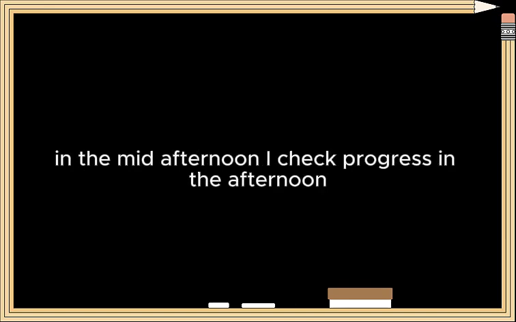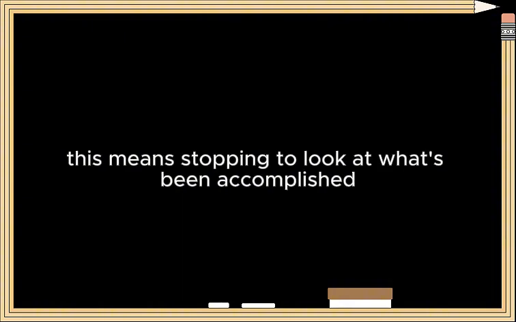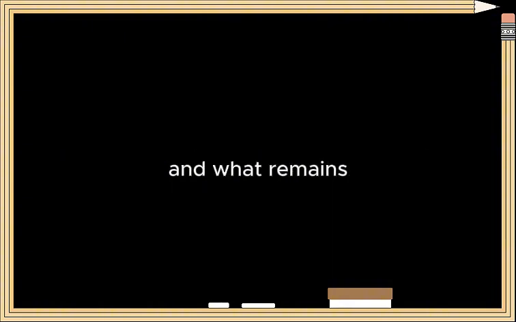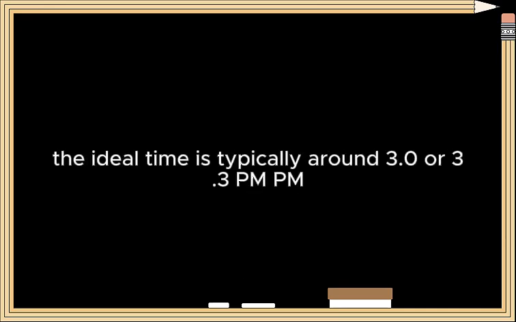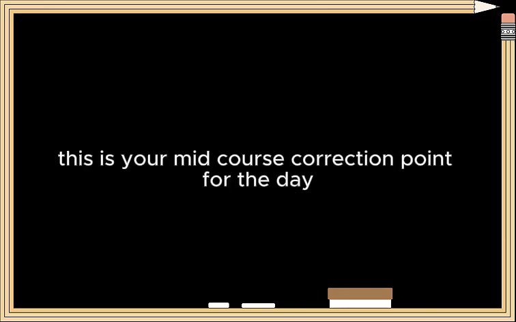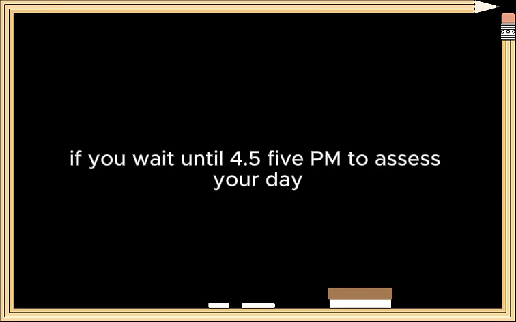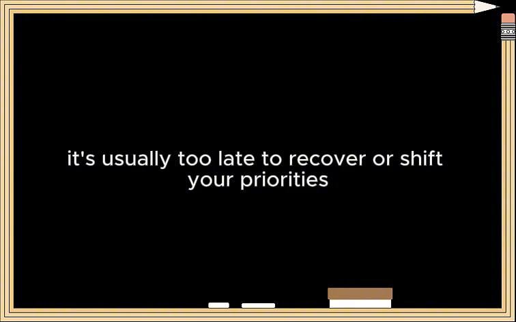I check progress in the afternoon. This means stopping to look at what's been accomplished and what remains. When is the ideal time for this, and what is its organizational value? The ideal time is typically around 3.0 or 3.3 p.m. This is your mid-course correction point for the day. If you wait until 4.55 p.m. to assess your day, it's usually too late to recover or shift your priorities.